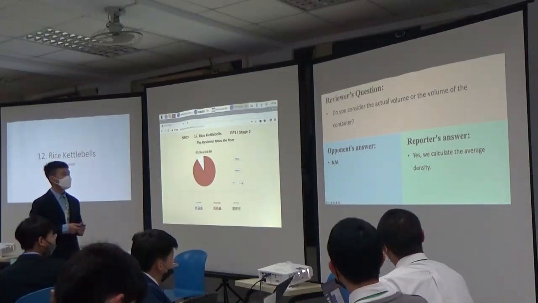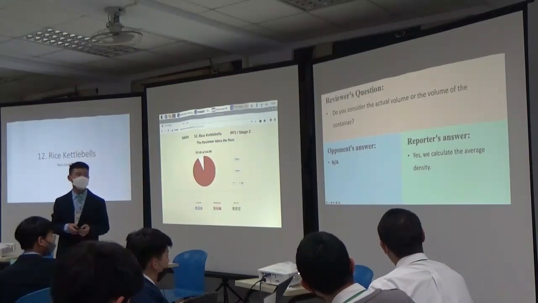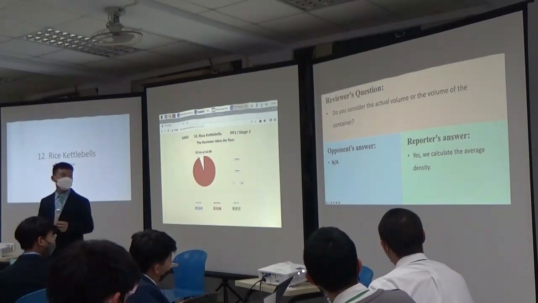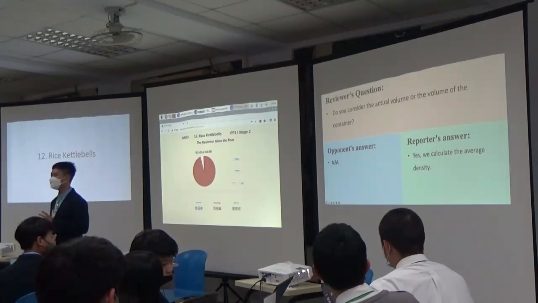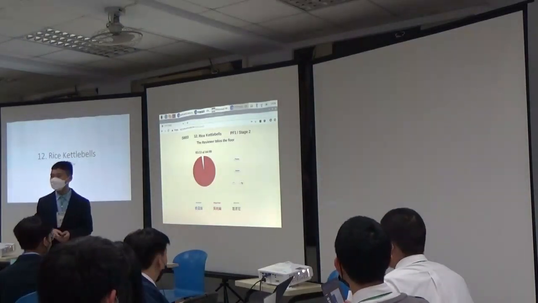And the next question is about the actual volume, and the reporter says they calculate the average density. So we suggest that you measure both the actual volume and the container volume. Okay, so that's all.